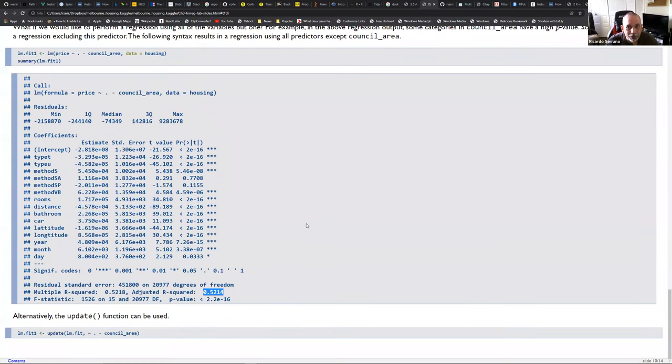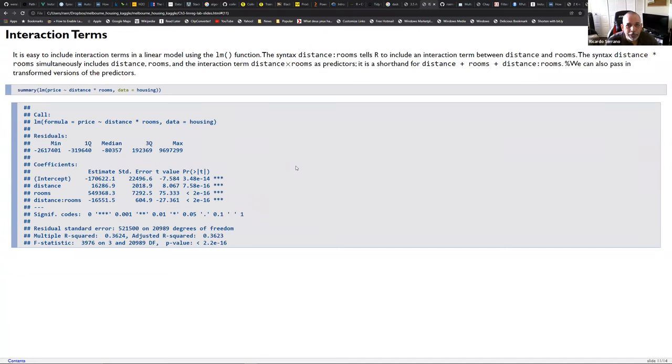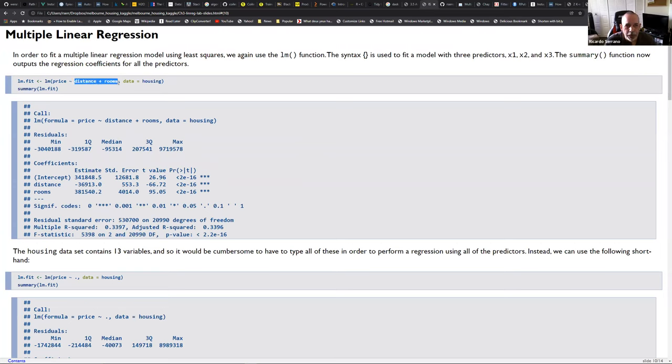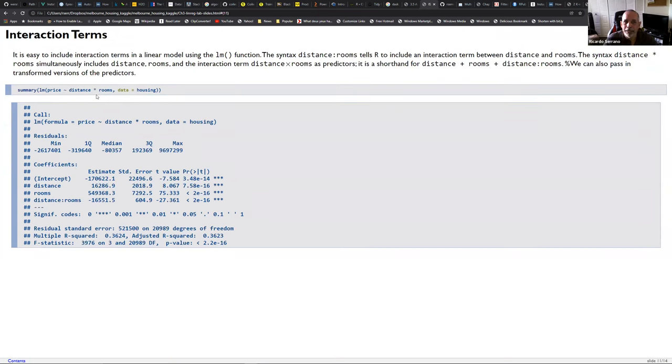Okay, so let's keep going. Here is an interesting topic, and it's also related to multicollinearity: you can use the formula, the formula that is used in R, to try to get interactions between terms. For example, remember that in the model we're studying, we are just adding features independently. There's no real interaction; we're not forcing an interaction. Now, what we can do is put them together with an asterisk instead of a plus sign. So it's saying that I want to check the interaction, not only individually, but the interaction between distance and rooms.